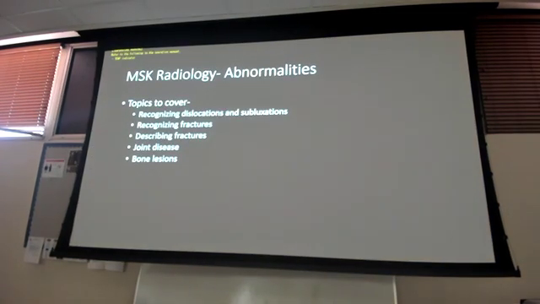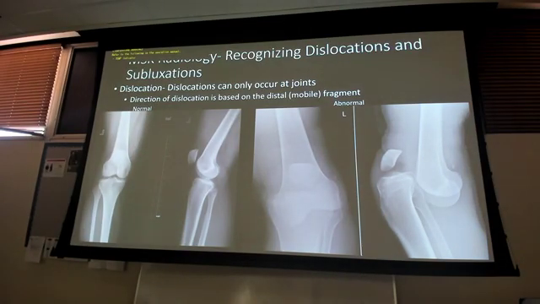Alright, we're going to know how to recognize all these things: dislocations, subluxations, recognize fractures, describe the fractures, talk about joint diseases, which is like arthritis and things along those lines, and then talk about different bone lesions. First thing, dislocations. Okay.